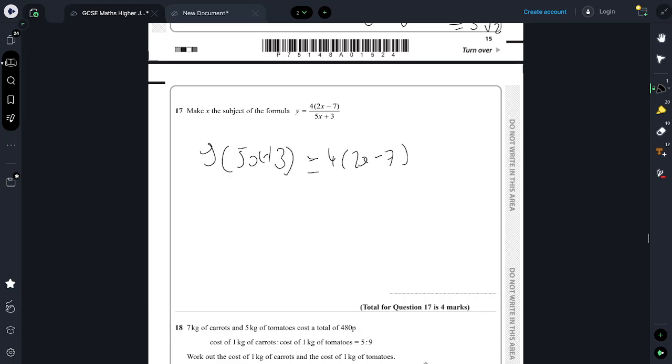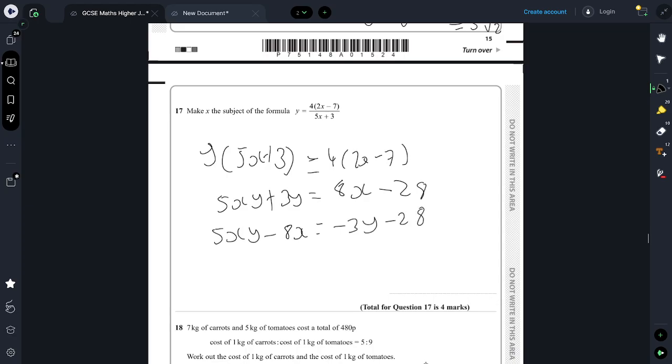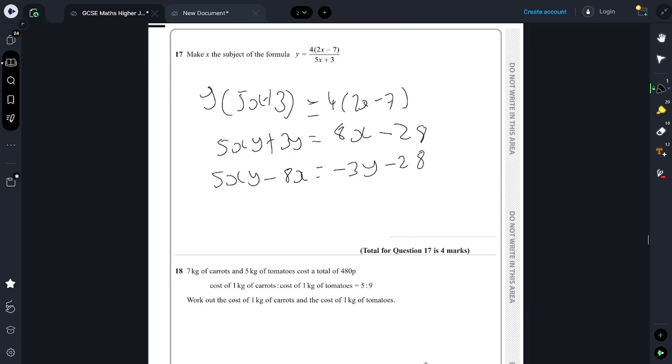I think the best way then is to just expand the bracket. 4 times 2x is 8x. 4 times minus 7 is going to be minus 28. Expand this as well, so 5xy plus 3y, just times by y. Then we want x, so let's put x's on the one side. So 5xy minus 8x is minus 3y minus 28. Cool. Right, and then factorize x.